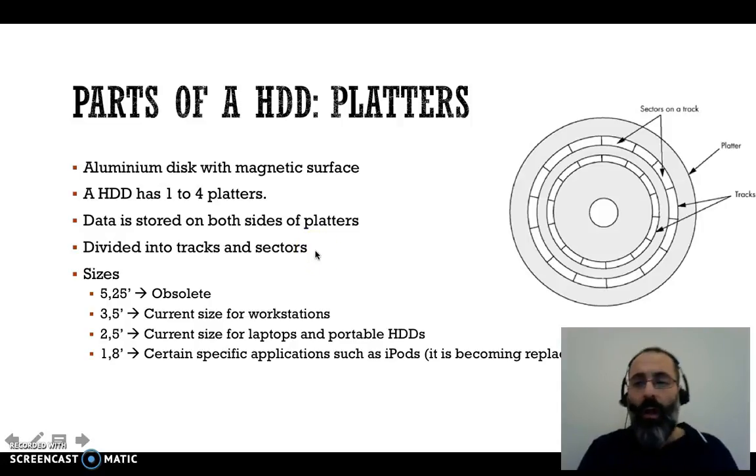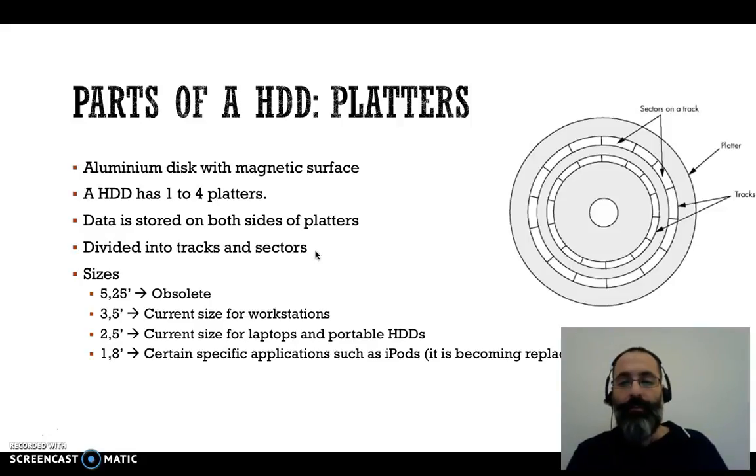Current sizes for hard drives are very simple. Basically, we used to have 5.25 inch disks, but they're obsolete now. You may see a very old one in an old computer, but you won't see them anymore. The two important ones are 3.5 inches, which are used in modern workstations, the computers we have in the class, for instance, and 2.5, which are the most common ones and the ones you can find in portable laptops and portable hard drives. Then, if you have an old iPod, you will have a 1.8 inch hard drive as well. But these are becoming obsolete and replaced by solid state drives as well.